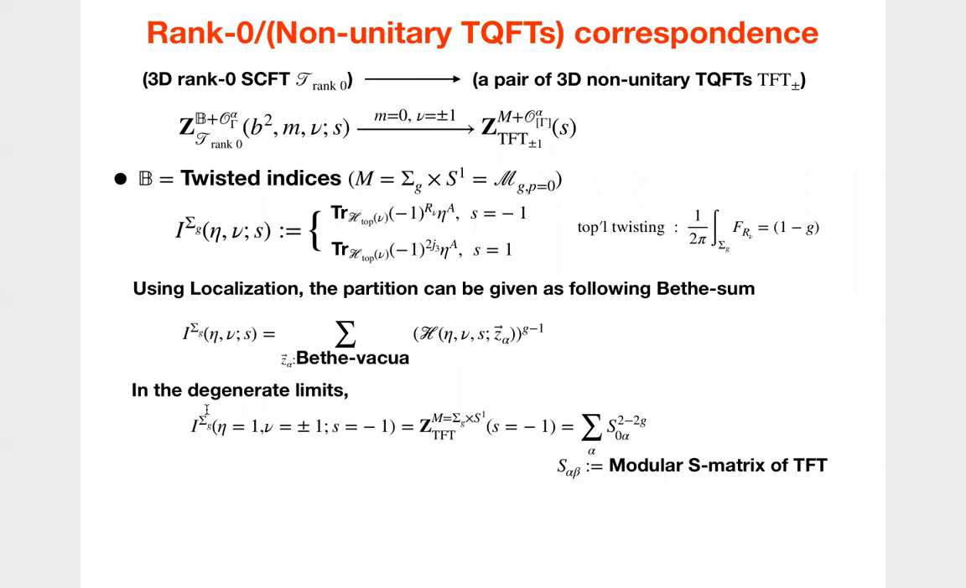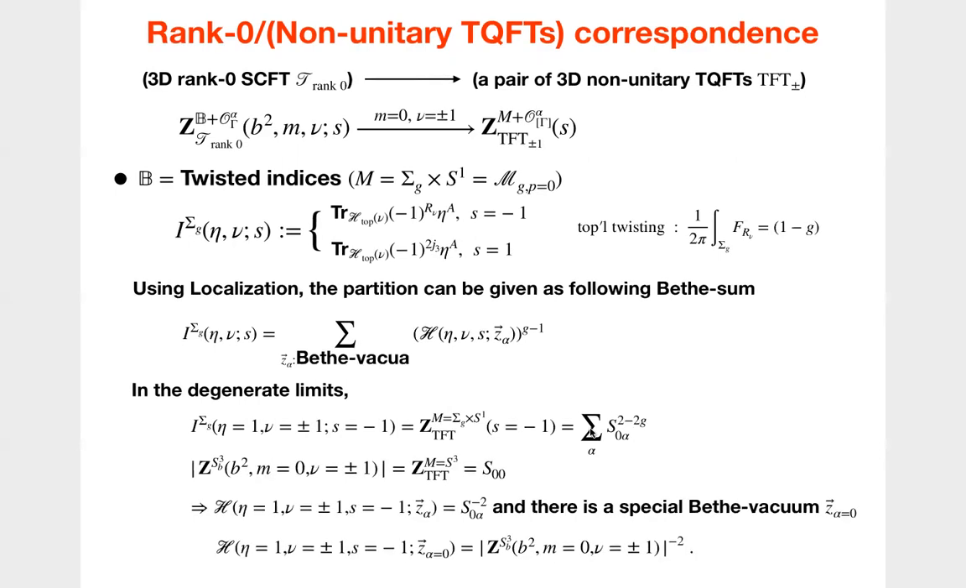So we are claiming that this twisted index in the degenerate limit becomes a partition function of a topological field theory on a Riemann surface times S1. Then from this computation, we can extract information about the modular S matrices of the topological field theories. In a topological field theory, different partition functions are related. For example, if we consider a genus g Riemann surface times S1, then the partition function can be written using the S matrix in this way. If we consider the three-sphere partition function, this can also be related to the S matrix in this way. So in a topological field theory, these two partition functions are related. Our correspondence says that in the degenerate limit, these two supersymmetric partition functions are related in this way.